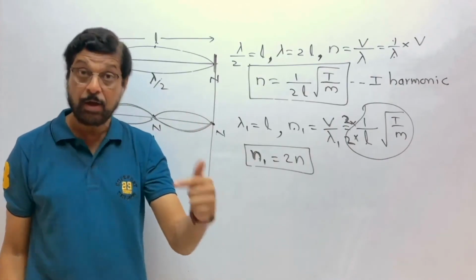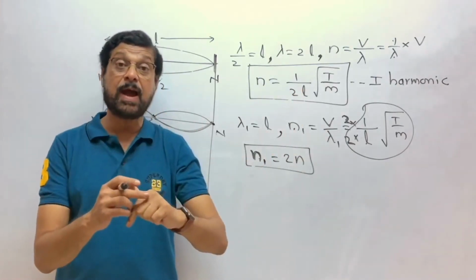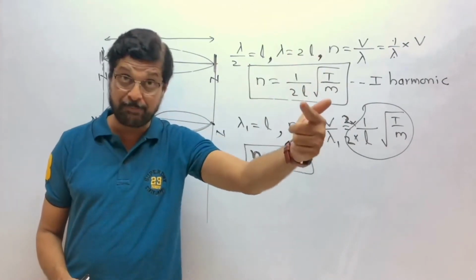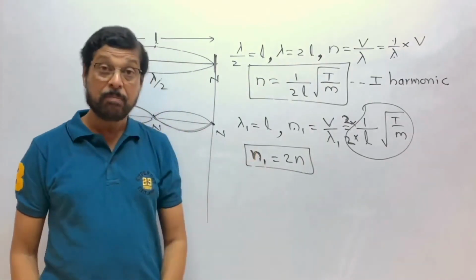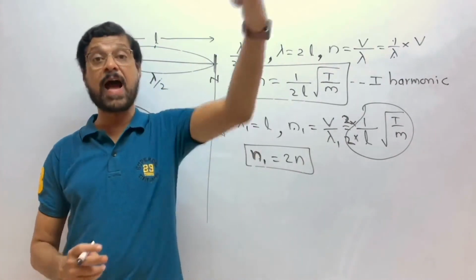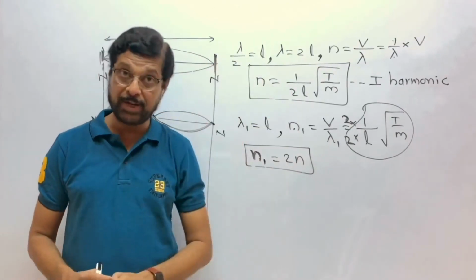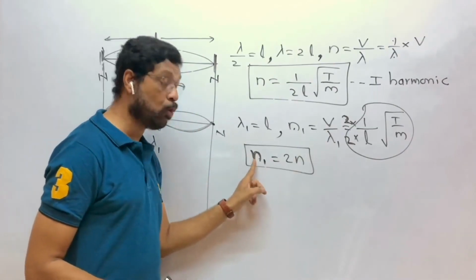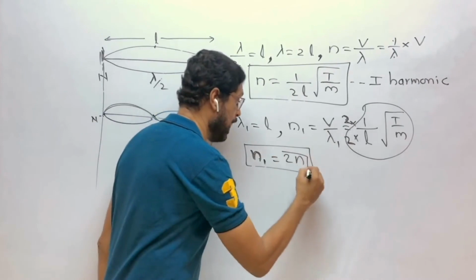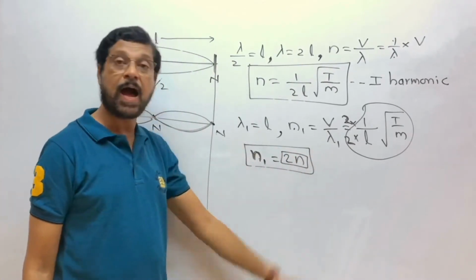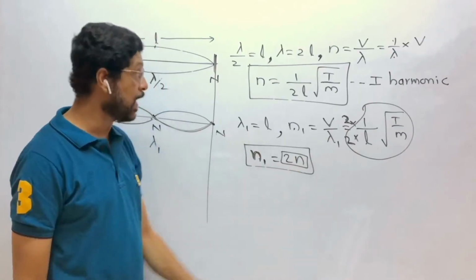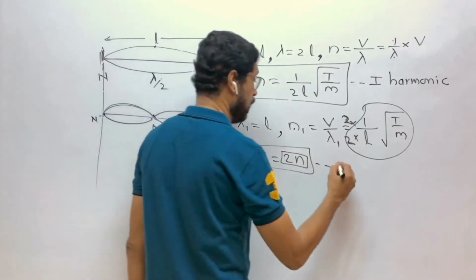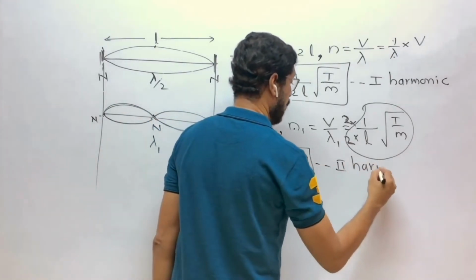N1 means first overtone. Overtone means the frequency after the fundamental frequency. N1 means the first higher frequency after the fundamental frequency, the first higher frequency after the fundamental frequency, first overtone. And this 2N is called second harmonic. What do you call it? Second harmonic. Just as N is the first harmonic, 2N is called the second harmonic.